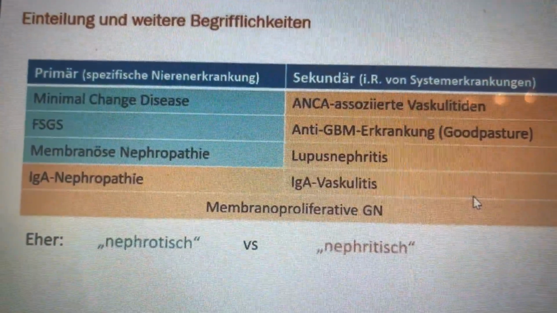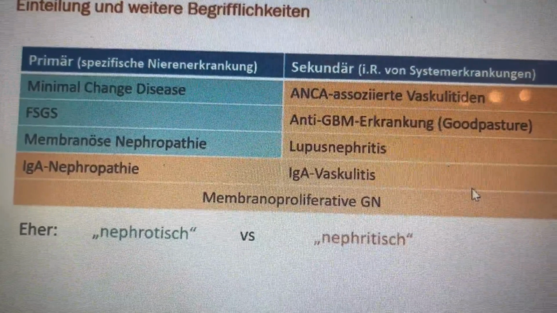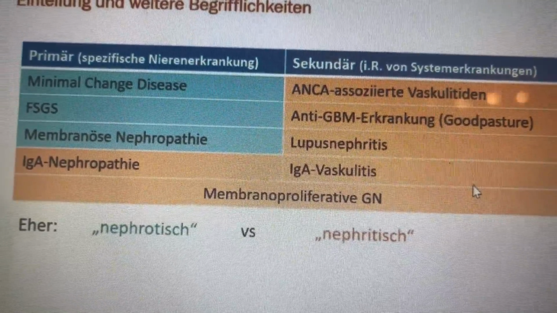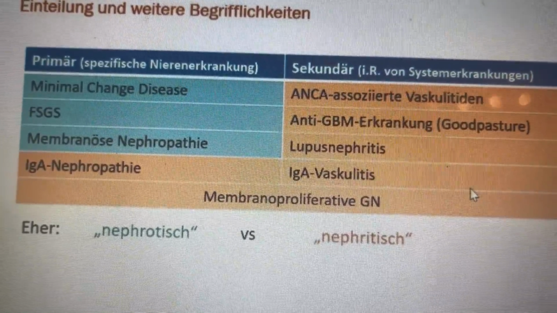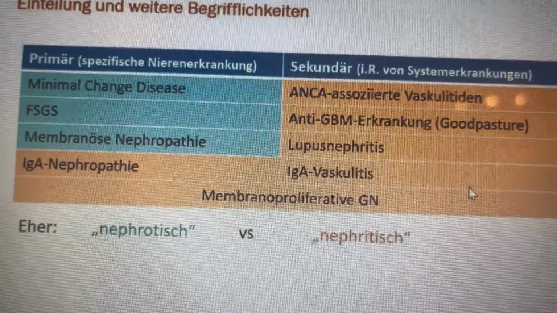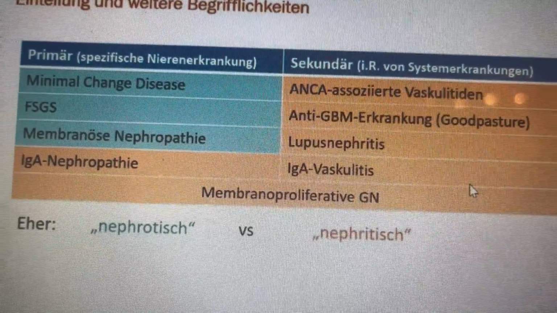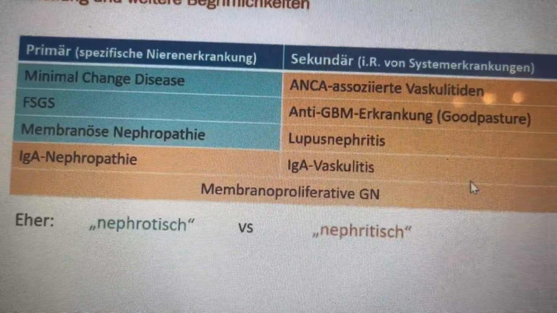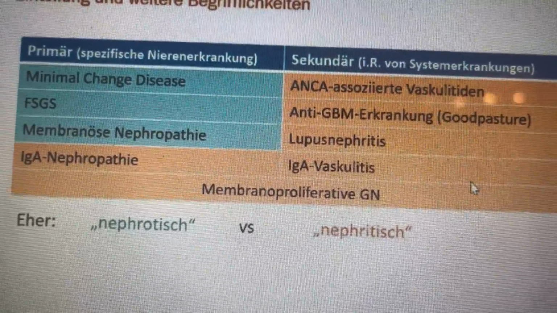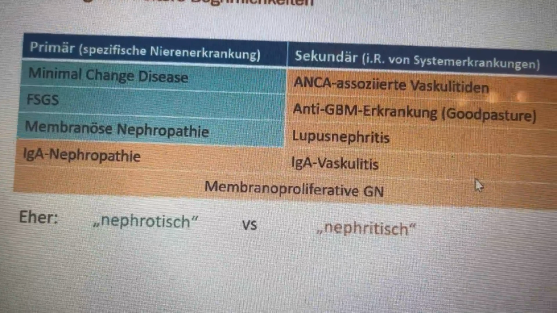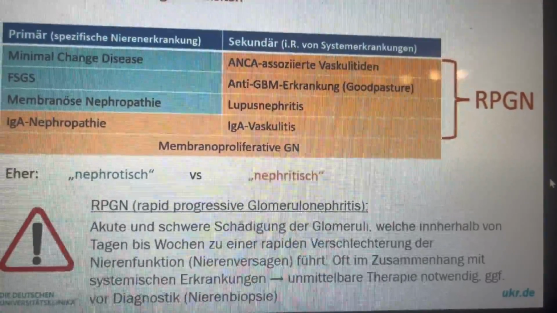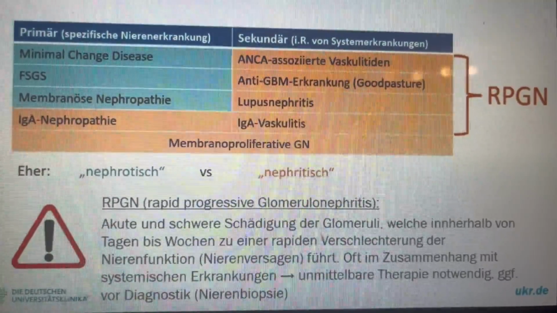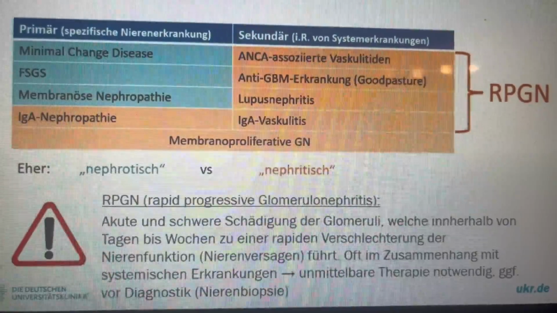You can also divide them based on whether they are nephrotic or nephritic. Like in green, minimal change, FSGS, and membranous nephropathy are nephrotic. And nephritic, where there is hematuria and proteinuria, like IgA nephropathy, IgA vasculitis, lupus, anti-GBM, and ANCA-associated, are all orange. They have nephritic symptomatology.